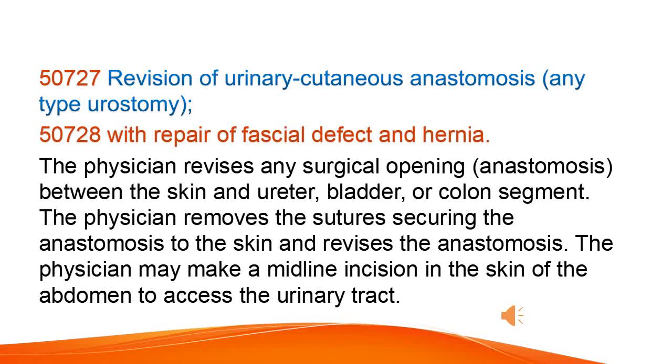Revision of urinary cutaneous anastomosis, any type urostomy. With repair of fascial defect and hernia. The physician revises any surgical opening, anastomosis, between the skin and ureter, bladder, or colon segment. The physician removes the sutures securing the anastomosis to the skin and revises the anastomosis. The physician may make a midline incision in the skin of the abdomen to access the urinary tract.